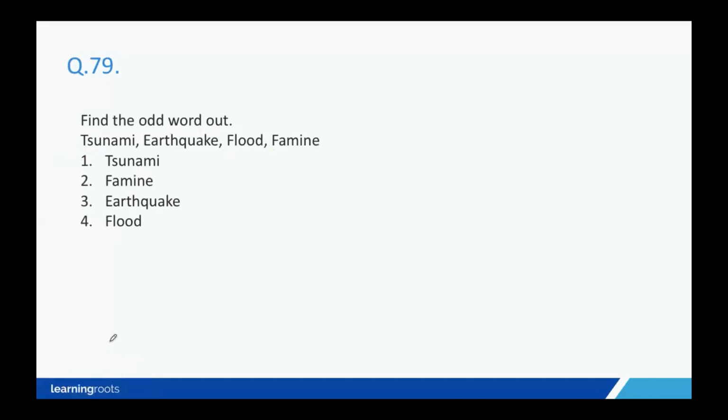What about this one? Tsunami, earthquake, flood, and famine. In this case, tsunami, earthquake, flood are all natural occurrences. So clearly, famine has to be the answer. Find the odd one out. Friendly, pompous, affable, pleasant. Friendly, affable, pleasant all basically mean the same thing, that is, you're friendly. Pompous basically means being a show off or a little bit on the arrogant side. So that will be the answer in this case.